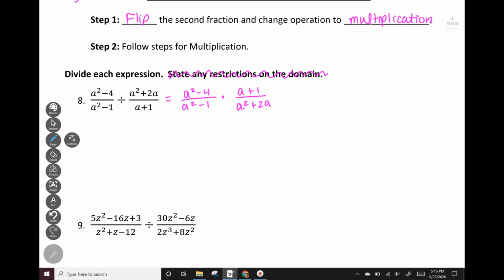Okay. So now it's exactly what we did yesterday, which if you remember, step 1 was to factor all numerators and denominators. So let's factor these. A plus 2, A minus 2 in the first numerator. We've got difference of squares there. We have difference of squares in the denominator as well. A plus 1, A minus 1. Can't factor that one. In the denominator here, we have a GCF of A.